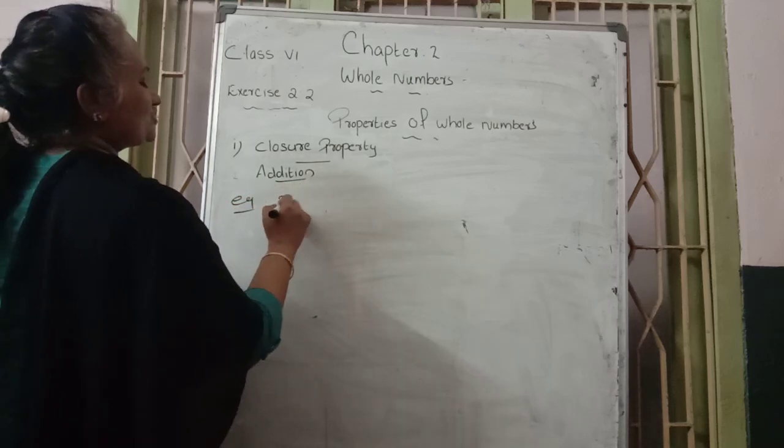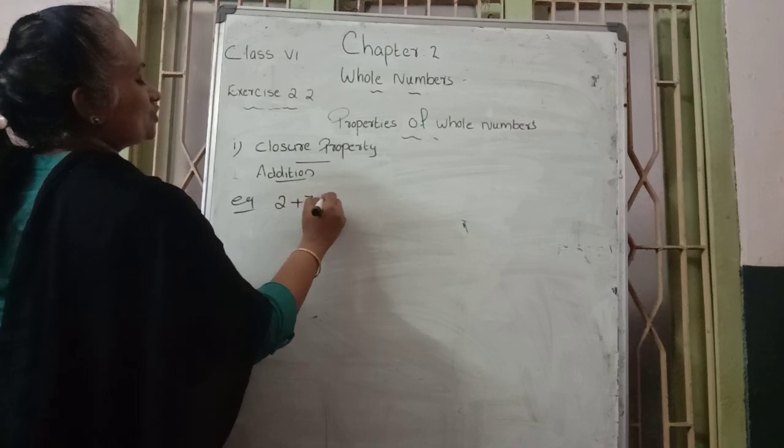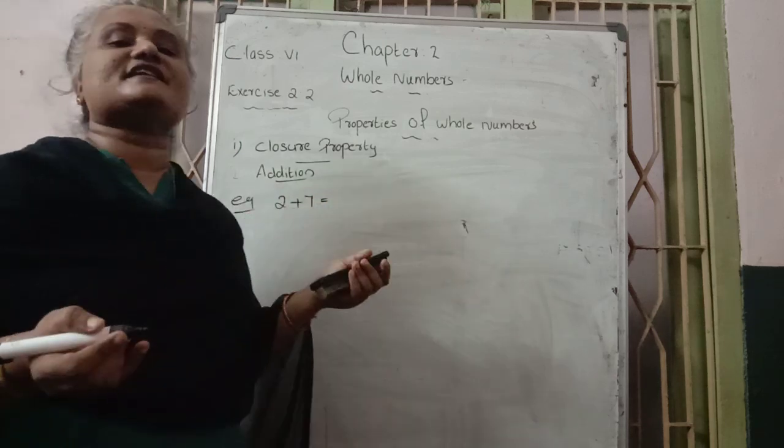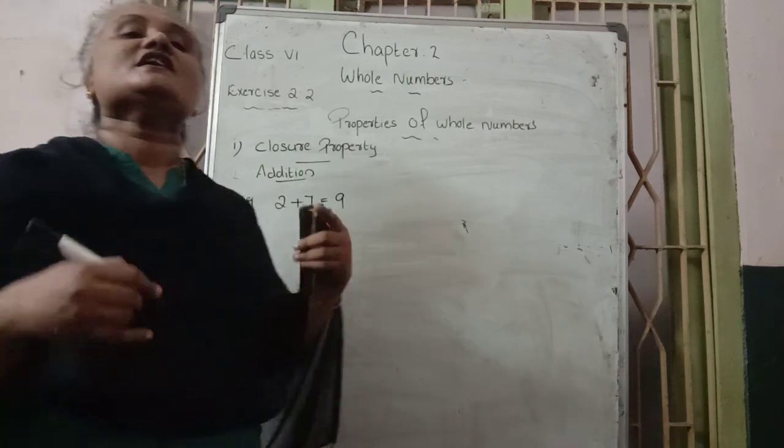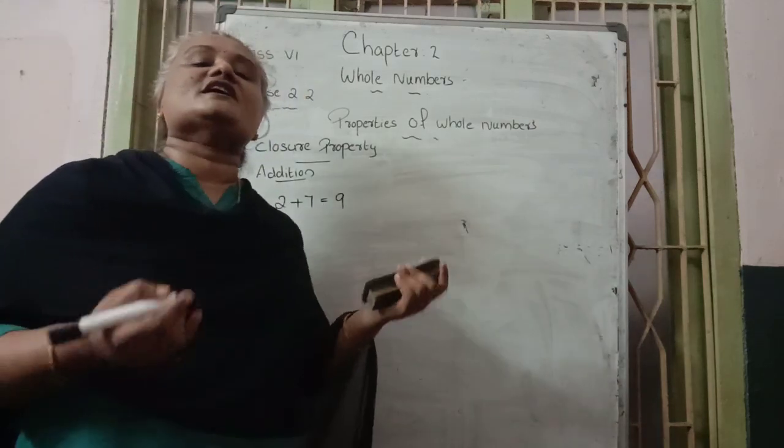I'm going to take 2 plus 7. 2 plus 7 comes to how much? 9. 2 is a whole number, 7 is a whole number, and the answer is also a whole number.